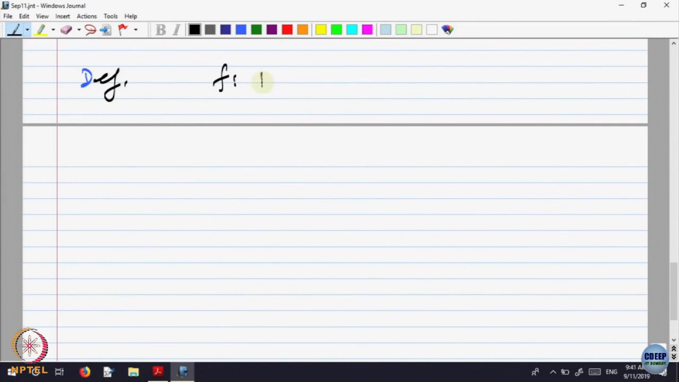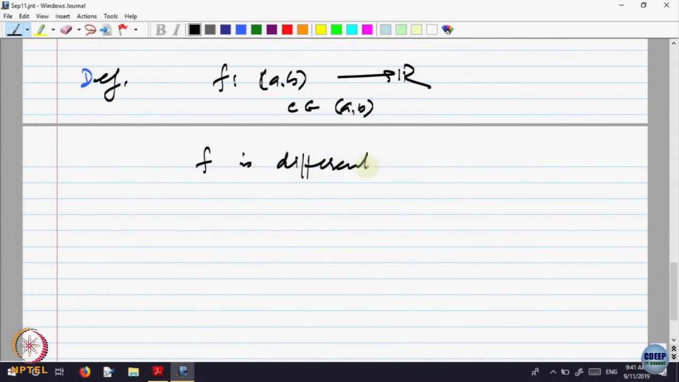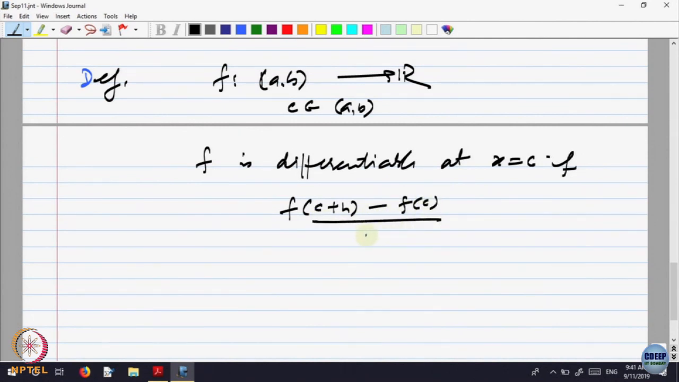So, the definition is: f is a function defined on an interval [a, b] to R, and c is a point belonging to [a, b]. So, we say f is differentiable at the point x equal to c if, so, what is the nearby point? I take c plus h, a small quantity h. See, if h is positive, it goes to the right, if h is negative, it comes to the left, f of c plus h minus f of c divided by h, right. Is that okay?